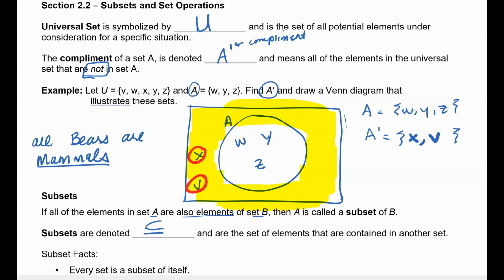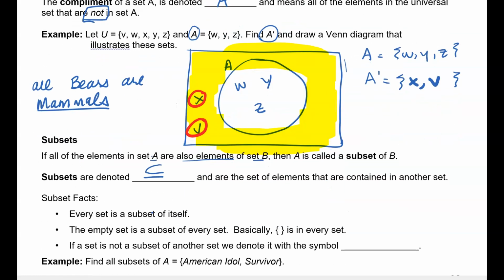So here are some facts to consider. Every set is a subset of itself. So for instance, if A is the set A, B, C, D, technically we can say A is a subset of itself. Why? Because of the definition. All elements in A are a part of A, because it's the same thing.